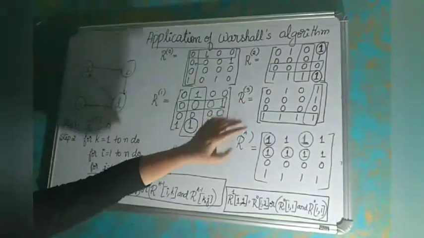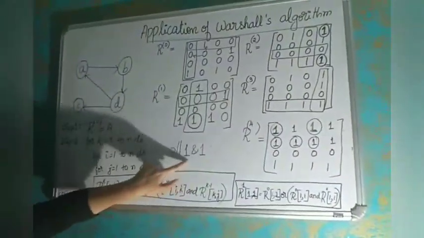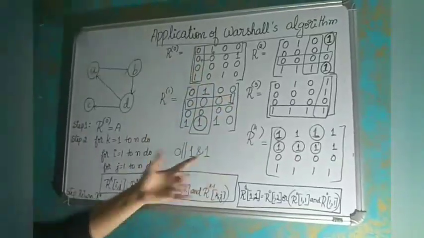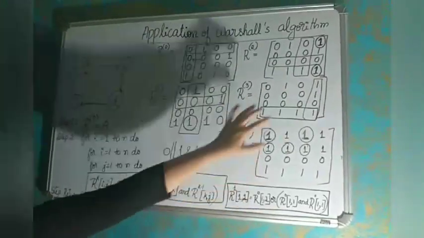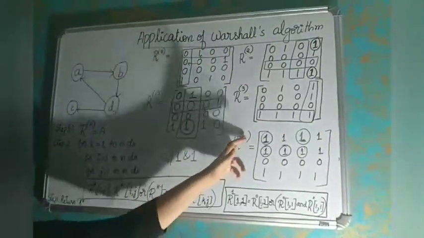Next, when you go from R2 to R3, the third row and third column values will not change. That is why I have drawn a box. The remaining values you have to calculate by applying the same formula, using the values from the same row and same column inside the box. Similarly, when you go from R3 to R4, the fourth row and fourth column values will not change, so I have drawn a box there and applied the same method to calculate R4. Finally we got this answer.